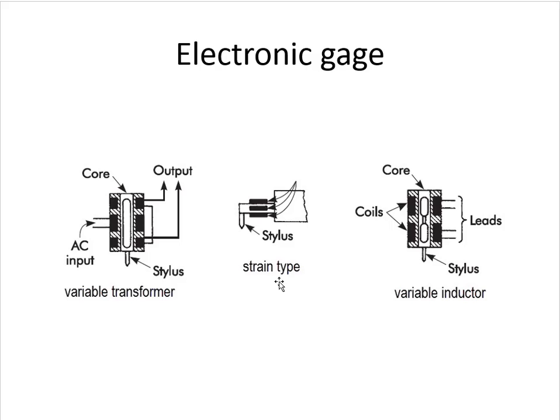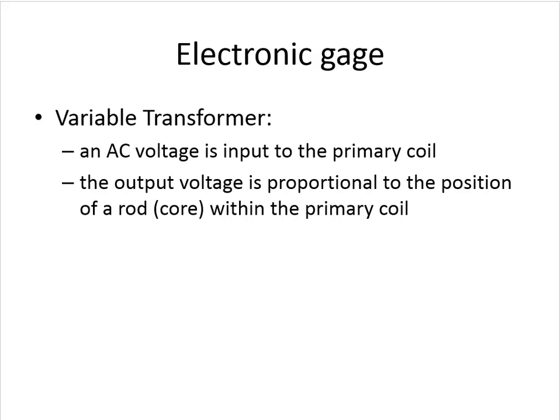Now here's a strain gauge type. You have a stylus connected to a cantilevered bar, with strain gauges over here, and any motion picked up by the stylus is measured by the deflection in the beam, and that goes back and is read by the electronics. And then here's a variable inductor. It's similar to the variable transformer. You have a core and coils, with leads coming from it, and the electronics pick up the position of the core. We talk about those in these next 3 slides.